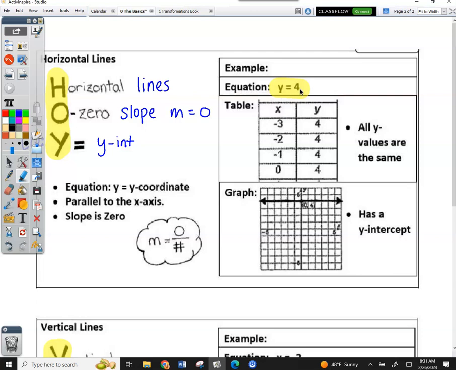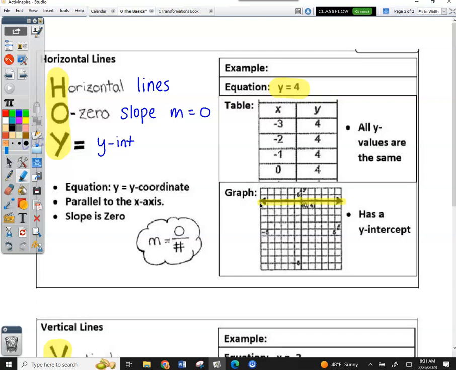Hoy is H-O-Y. H stands for I'm going to draw a horizontal line on the y-axis at what number? 4. I'm going to go to the y-axis. I'm going to find 4, and then I'm going to draw a horizontal line. That's how fast we're graphing these lines.